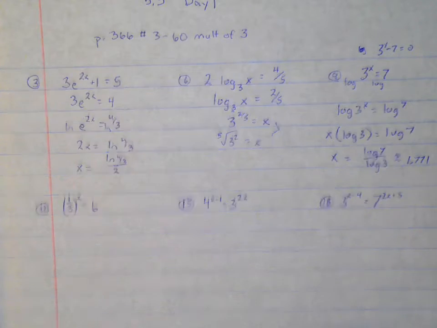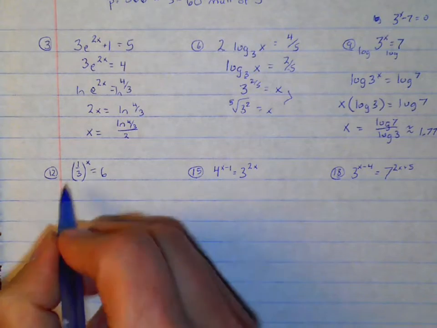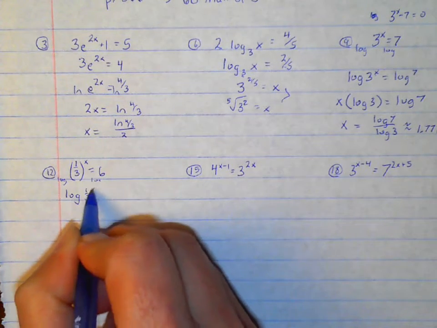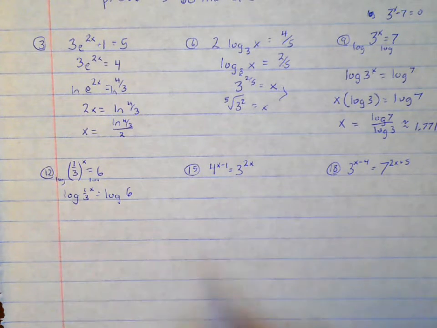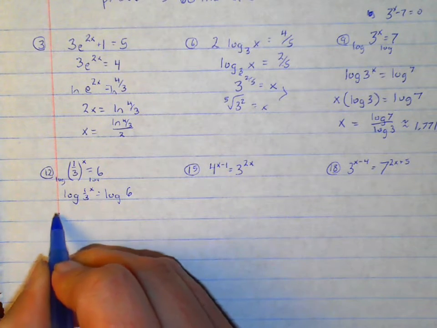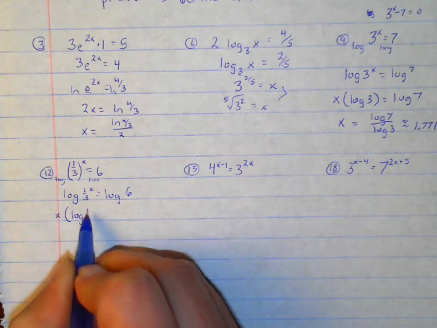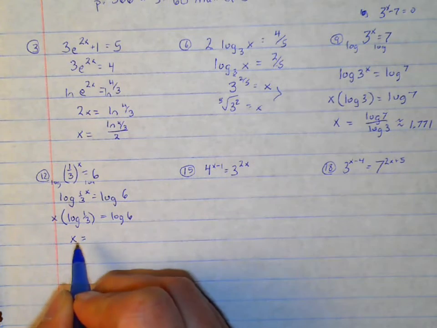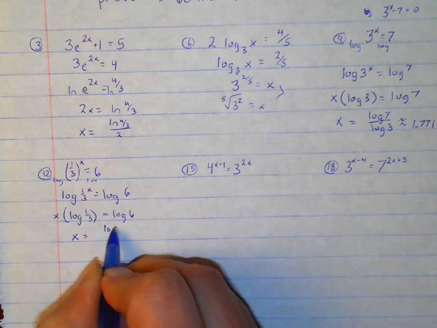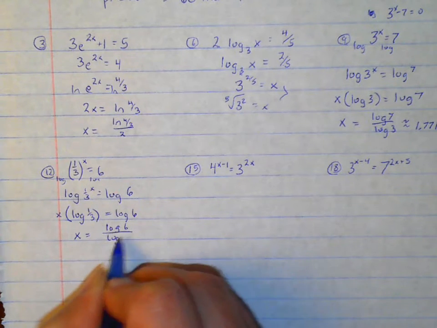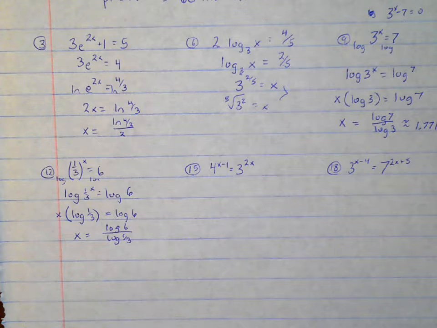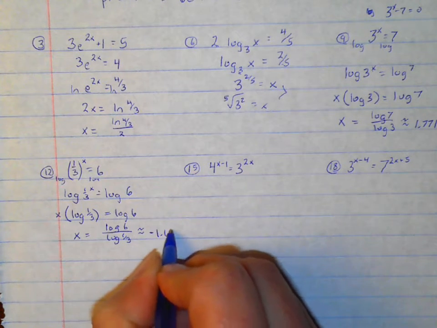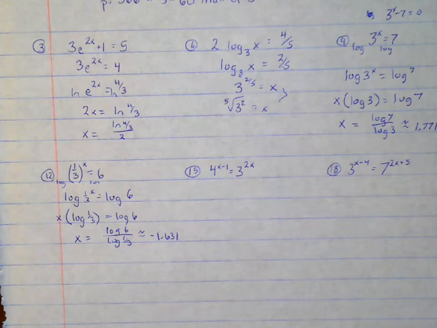Okay, number 12. We're going to take the log of both sides. So I know it's log of 1/3 to the x is equal to the log of 6. Bring the x out front. So it's x times log of 1/3 equal log of 6. So therefore x equals log of 6 divided by log of 1/3. Okay, if you put that into Desmos, the approximation of it is negative 1.631. Okay, next one.